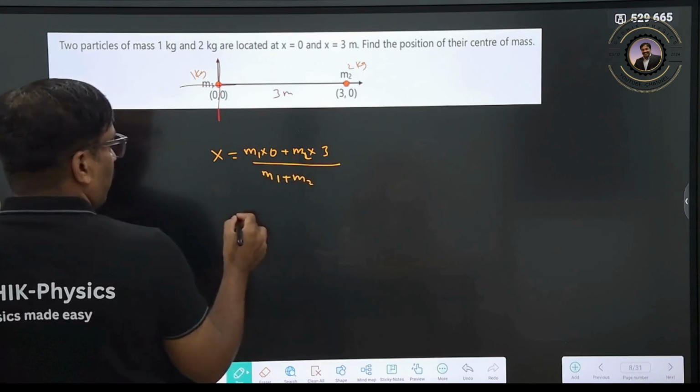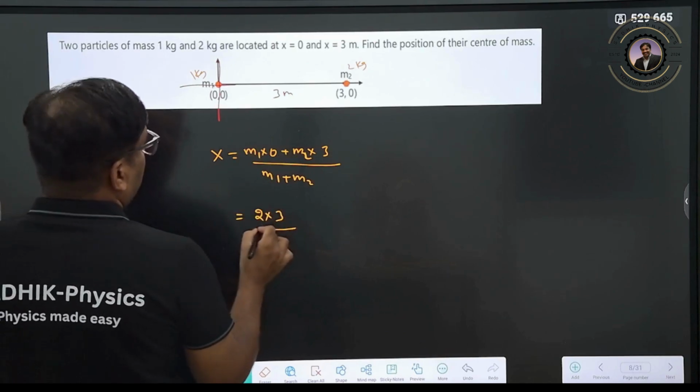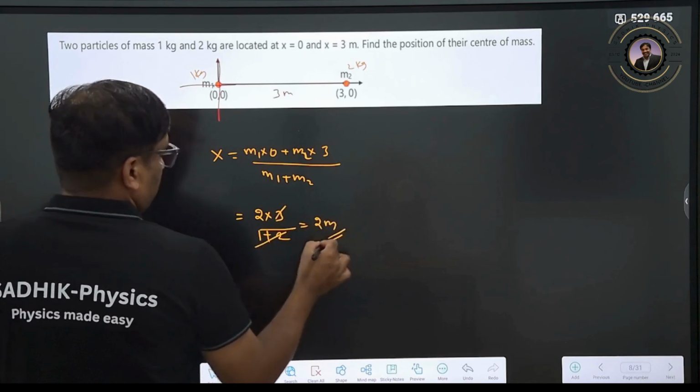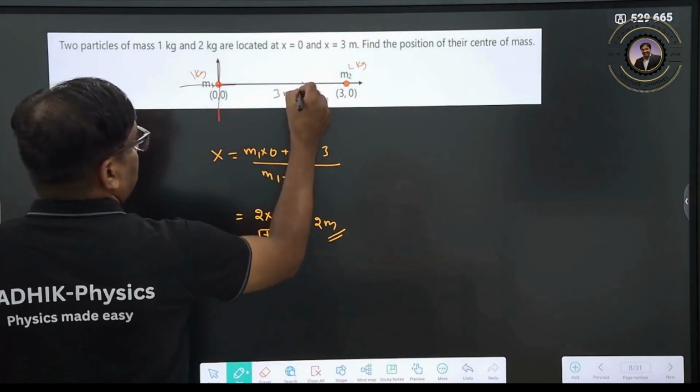Like this you can solve the problems very easily. So m2 is 2 kg into 3 divided by 1 plus 2. So this gets cancelled. Therefore 2 meters. So where does the center of mass lie? At 2 meters. That means somewhere here.